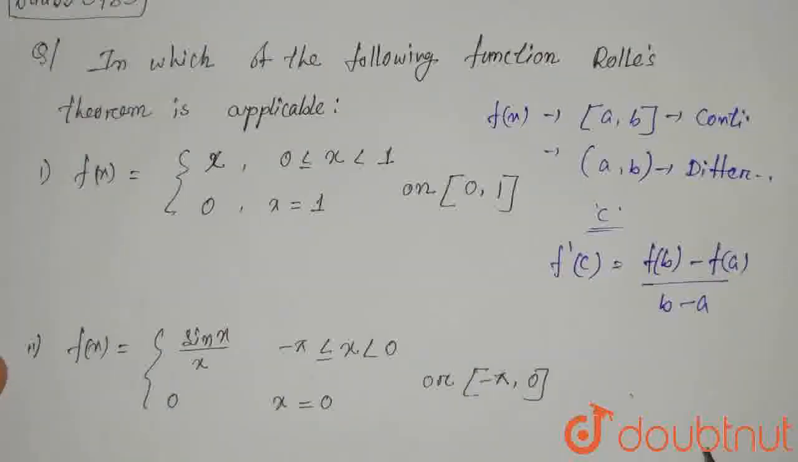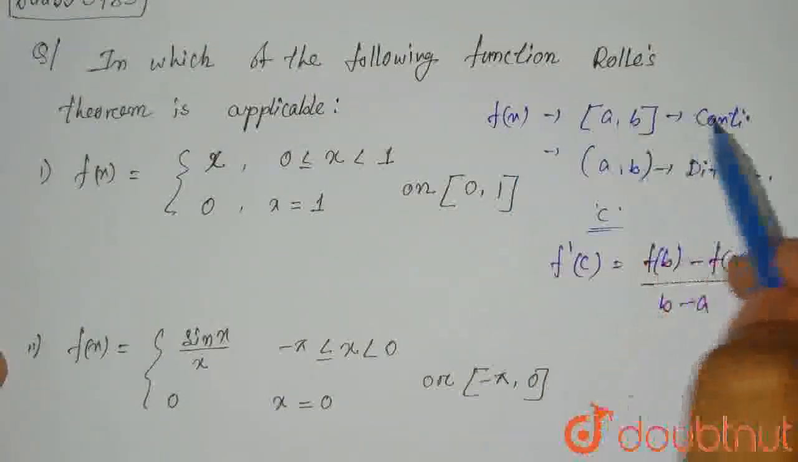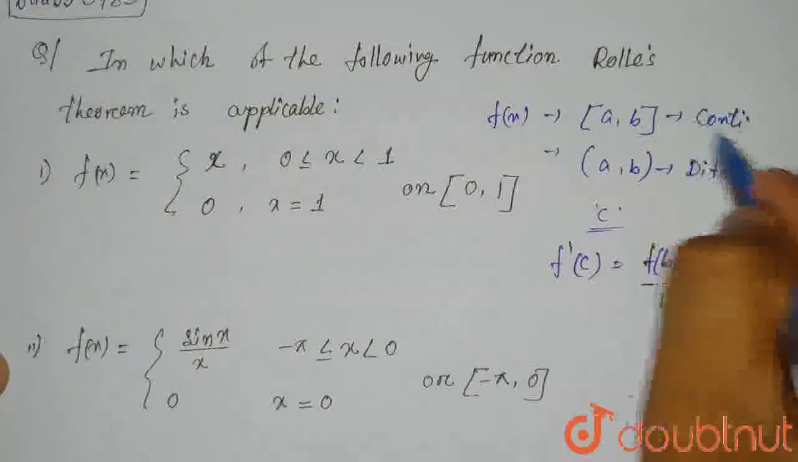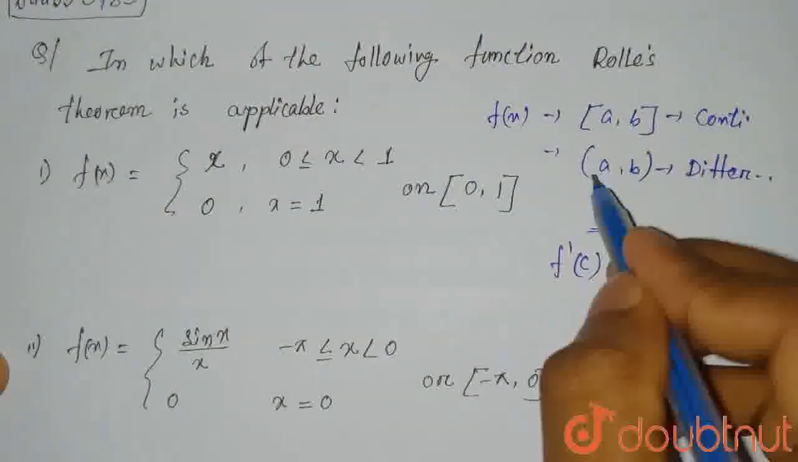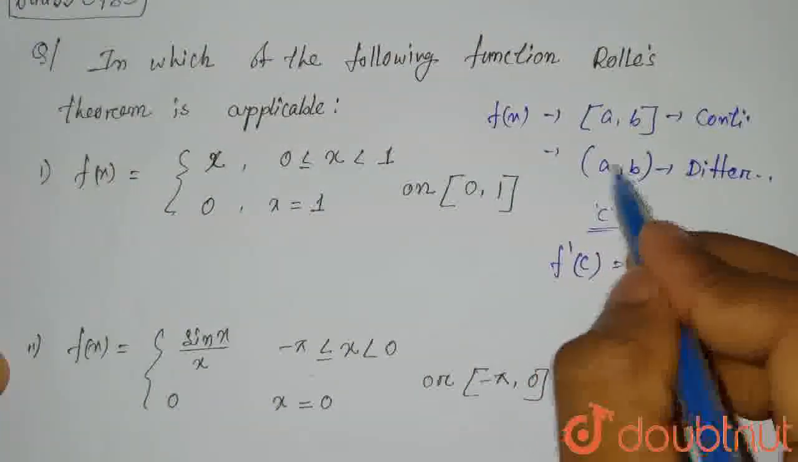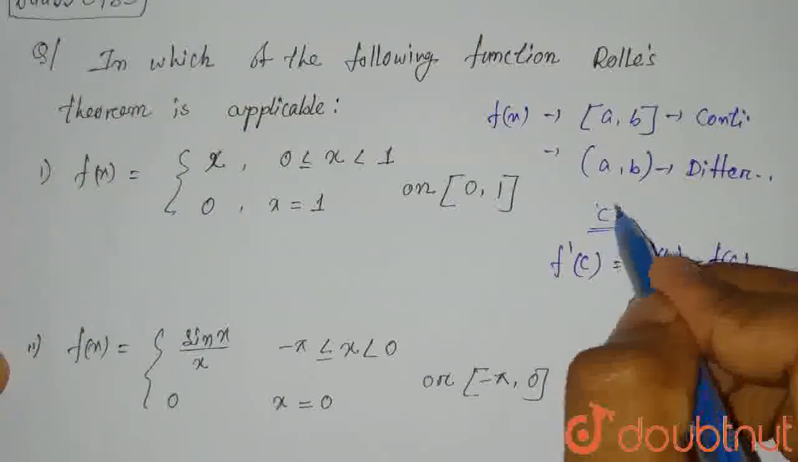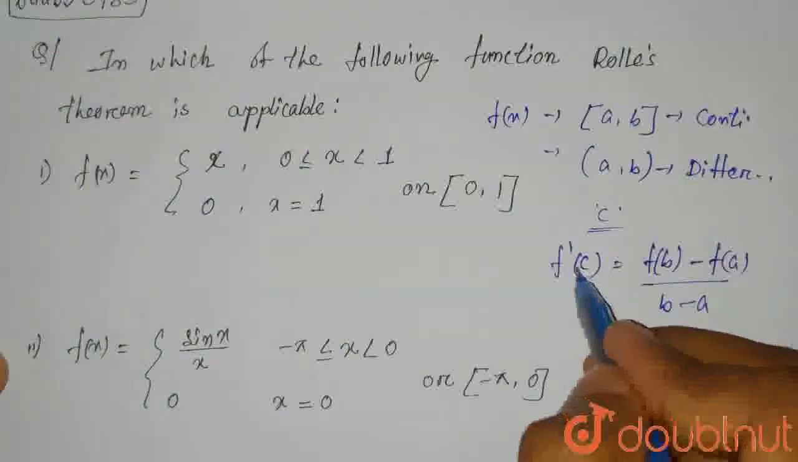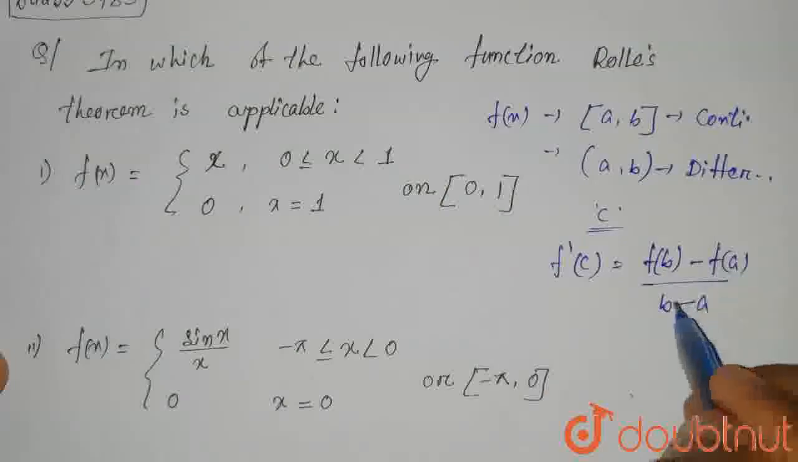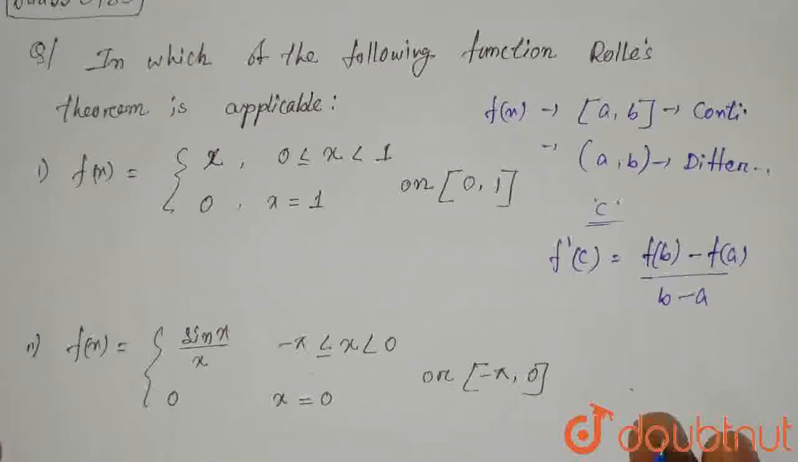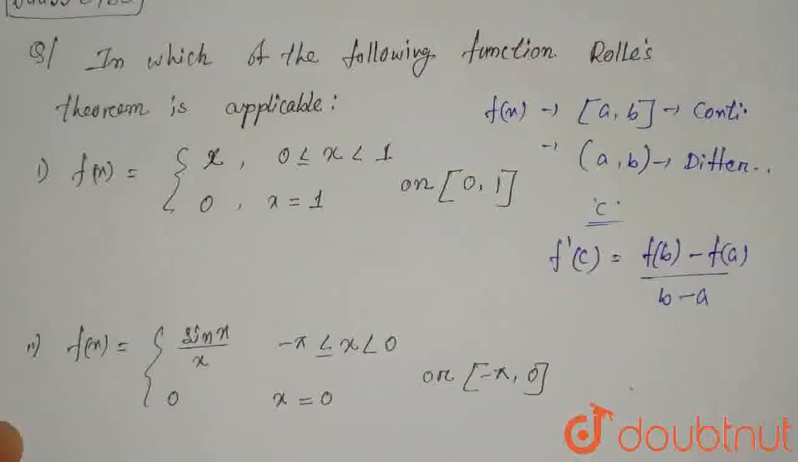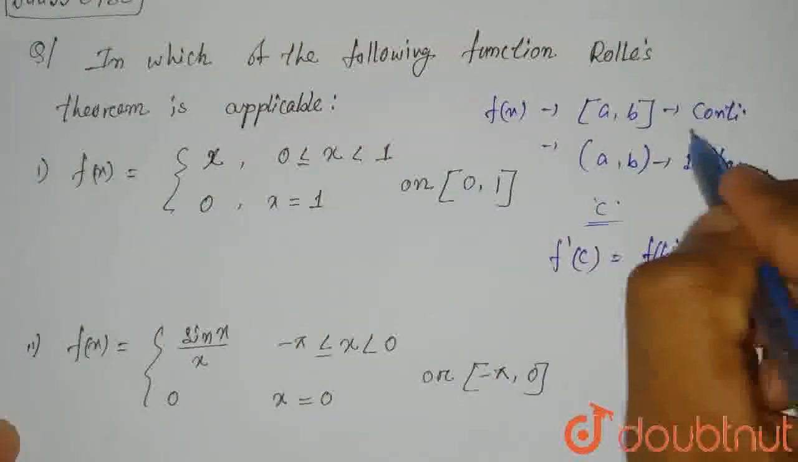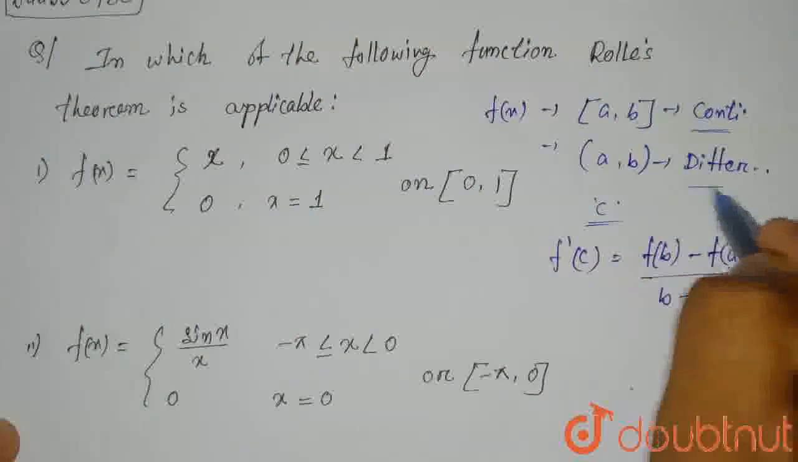This is Rolle's theorem. Let me tell you again, f of x is continuous in the closed interval a comma b and differentiable in the open interval a comma b. Then there exists a point c for which f dash of c will be equal to f of b minus f of a divided by b minus a. From here you can see that the necessary condition to apply Rolle's theorem is, first of all, that the function has to be continuous in the closed interval a to b and differentiable in the open interval a to b.